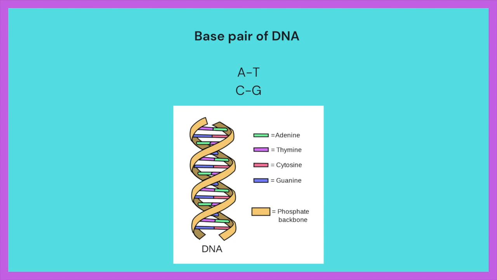As you can see, A always pairs up with T and C always pairs up with G. This is just a rule. We call it Chargaff's rule, but you don't need to know the name for now. Just remember that A pairs with T and C pairs with G. The yellow molecule beside the A, T, C, G bases, we call the phosphate backbone. It forms the structure of DNA.